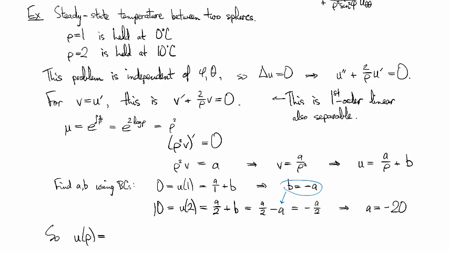So u of rho is going to be 20 minus 20 over rho, which you can check satisfies the problem just by inspection. Definitely when you take its second derivative with respect to rho, it's going to vanish. And the boundary condition, yeah. So when you evaluate that on the boundary, you can see that that definitely gives you 0 when rho is equal to 1, and it gives you 10 when rho is equal to 2.